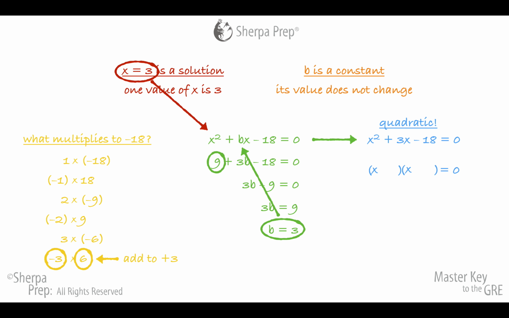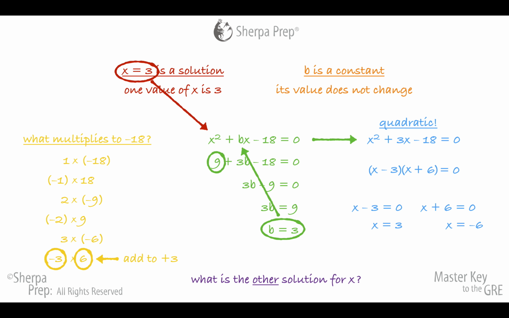So as a final step towards solving this quadratic, let's plug these values into our parentheses, giving us x minus 3 times x plus 6 equals 0. And at this stage, all we have to do to solve for x now is to set each parenthesis equal to 0. So we can say that x minus 3 equals 0, and we can say that x plus 6 equals 0. And when we solve those two equations, we see x can equal 3, but x can also equal negative 6. Now the question here, of course, is what is the other solution for x?